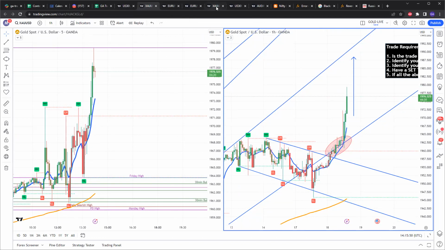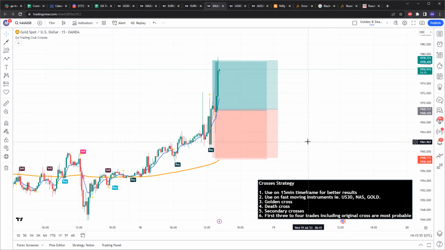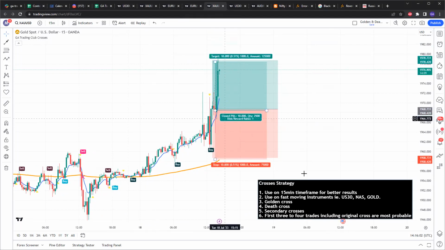Let me just update this. What's the safest place to re-enter a buy on gold? So the safest place to re-enter a buy on gold.